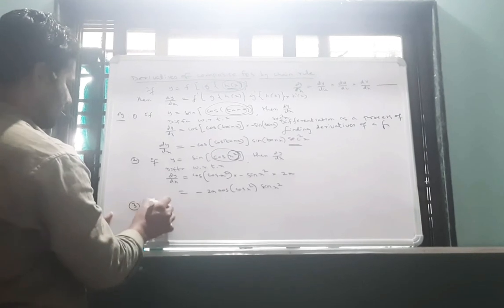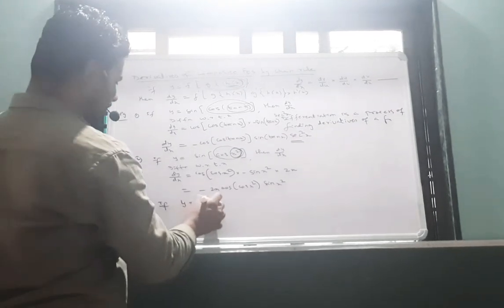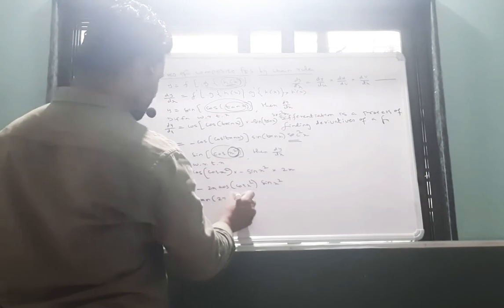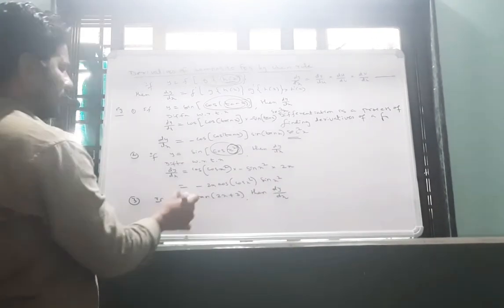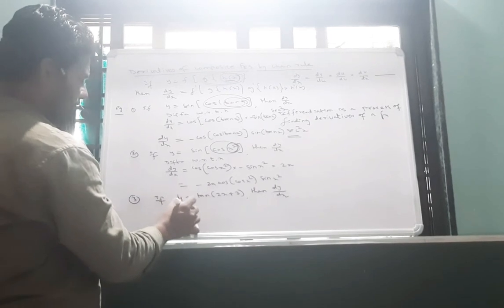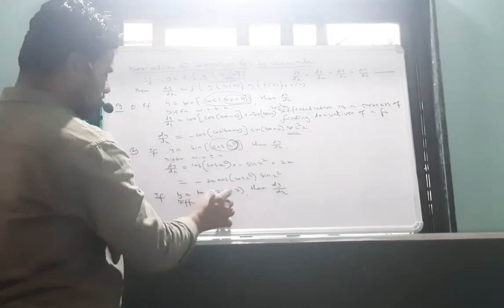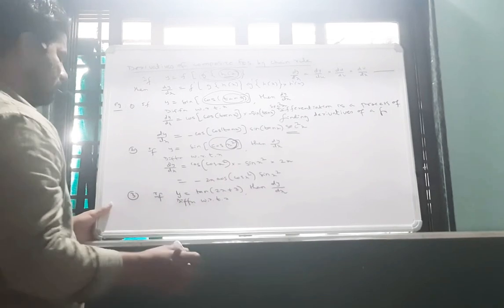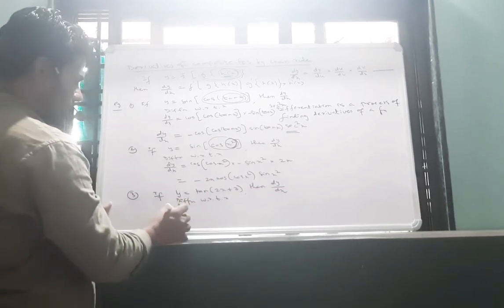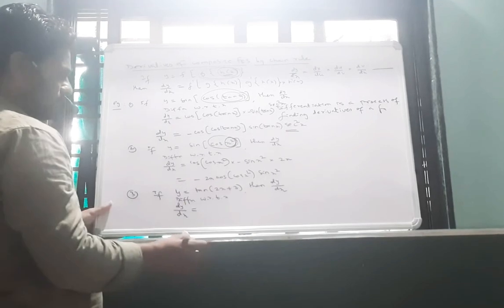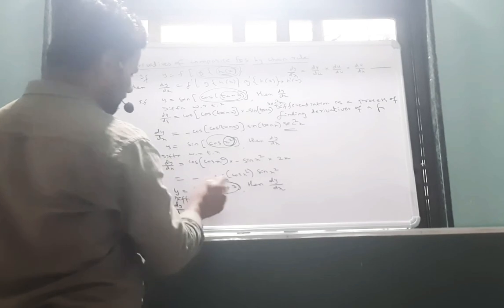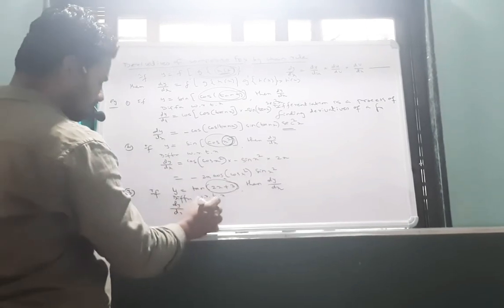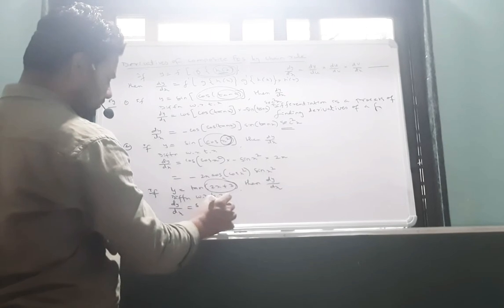So I will take the third example. If y is equal to tan of 2x plus 3, then find the value of dy by dx. Again we have to find the derivative with respect to x. So differentiating the function with respect to x, dy by dx is equal to the derivative of tan u, which is secant square u, where u means 2x plus 3.